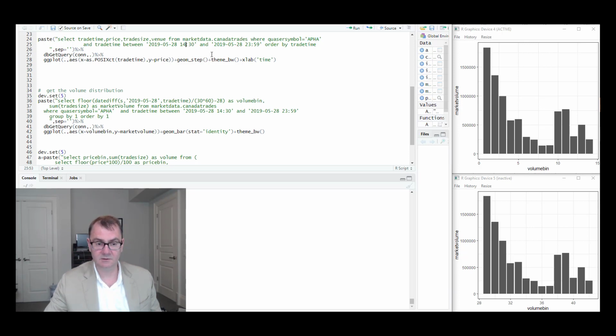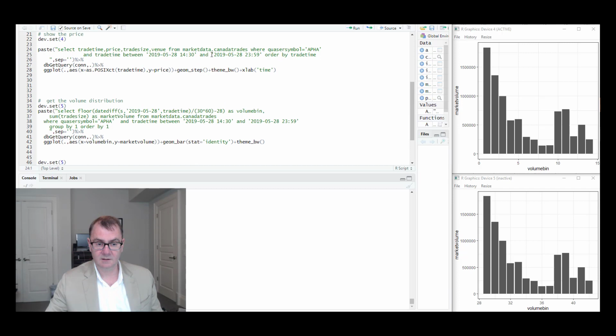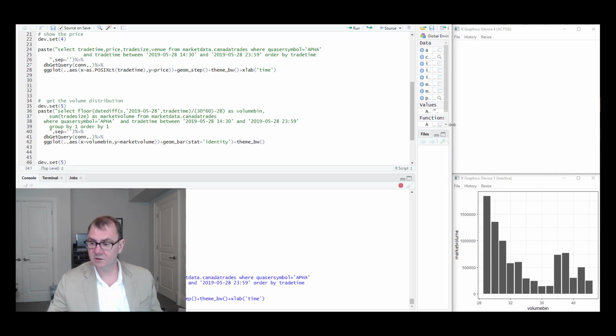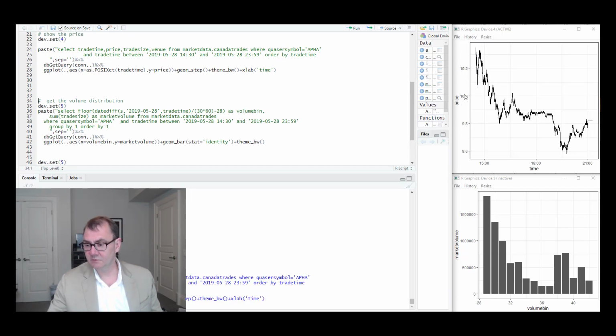We run this. I'm going to show that in this chart over here. And now we can see what the price is as a function of time throughout the trading day. We can see that this stock on this day is fairly volatile, ranging from just over $10.30 to just below $9.60. Okay, so this shows us the price action on the day.